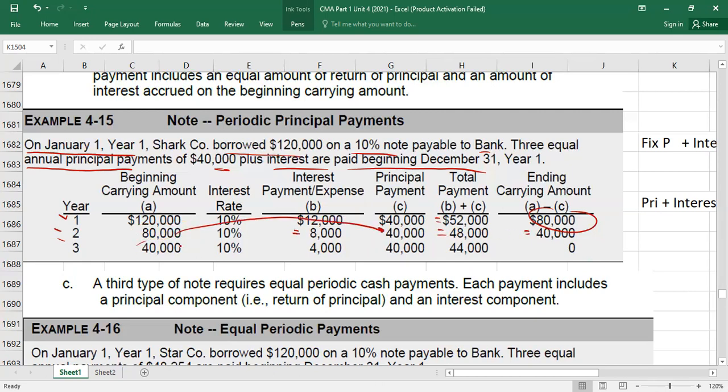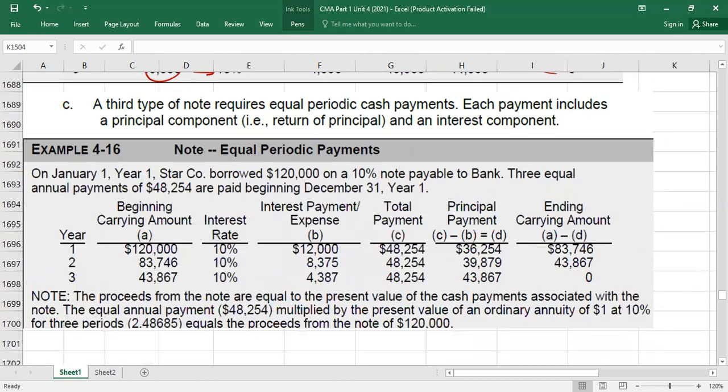Then this will become opening again, again times 10%. What is my interest? 4,000, but my principal amount is fixed. So 4 plus 40, the third installment will be 44. Beginning minus principal settled will give ending 0. Right? What was fixed here? Principal. And remember, installment will always be interest plus principal.